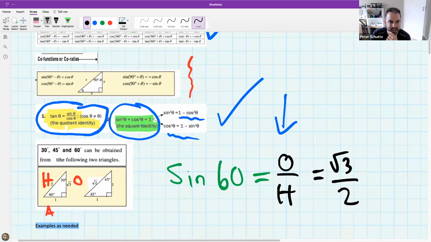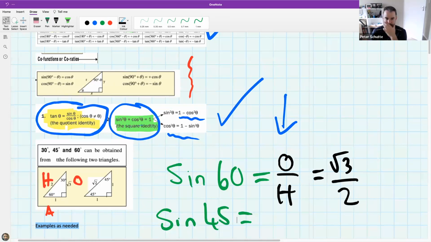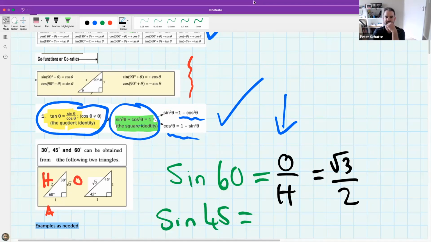Now, using that idea, can you tell me what the sine of 45 is without your calculator? Using these triangles on the left, I want you to put the answer in the chat. I want you to apply the logic that you see.